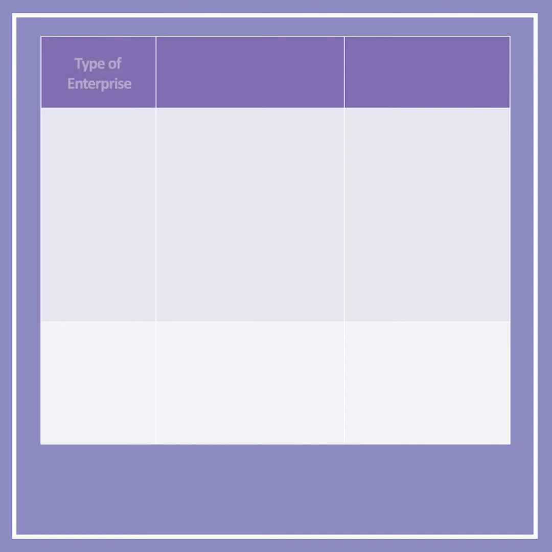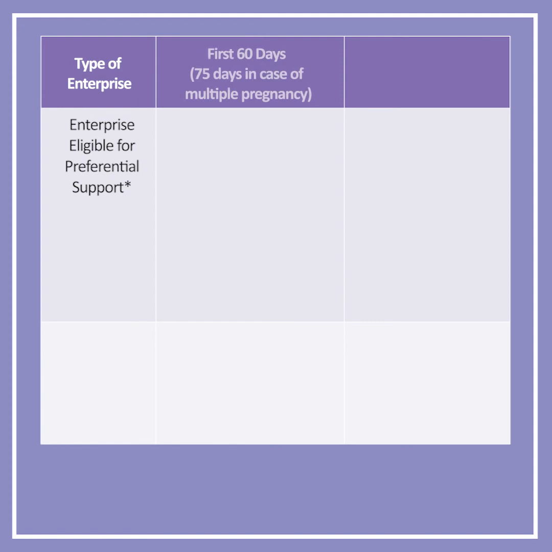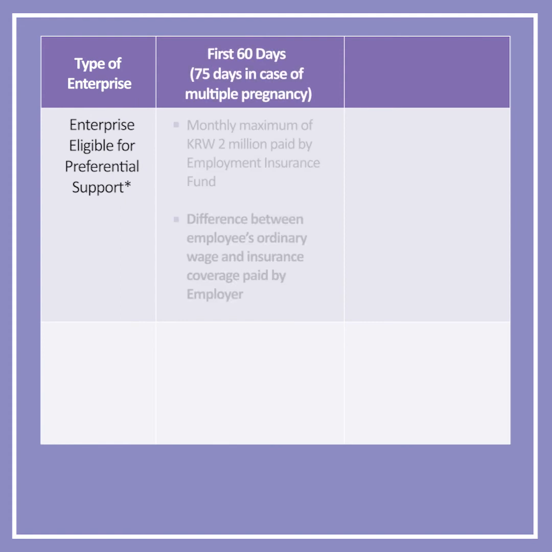As you can see, there are differences in compensation benefits based on the type of enterprise. For enterprises eligible for preferential support during the first 60 days of pregnancy, 75 days in the case of a multiple pregnancy, employees receive a monthly maximum of 2 million Korean won, paid by the Employment Insurance Fund. The difference between the employee's ordinary wage and insurance coverage must be paid by the employer.